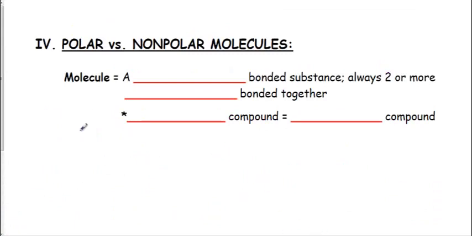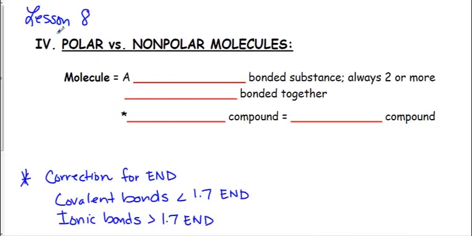Okay, so let's start with polar and nonpolar molecules. Okay, so this begins lesson 8, and remember, molecules are referring to covalent bonds. All right, and there are two different types. There's polar covalent bonds and nonpolar covalent bonds. So just a correction from a previous lesson for the electronegativity difference. Covalent bonds have an electronegativity difference between the bonds of less than 1.7, and ionic bonds is greater than 1.7.